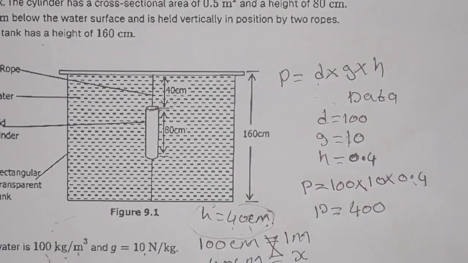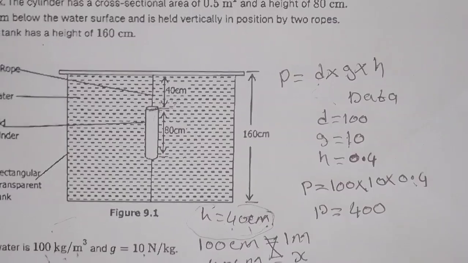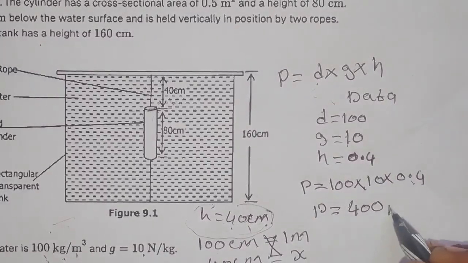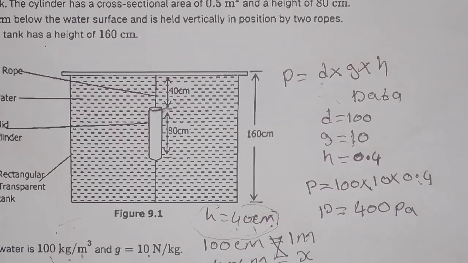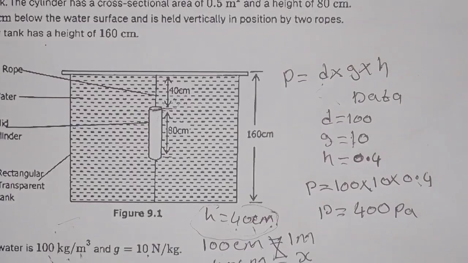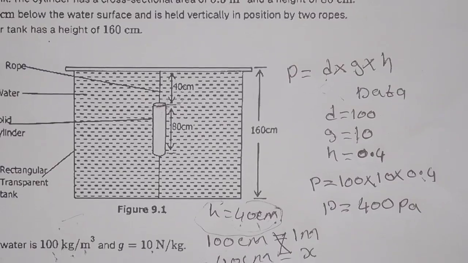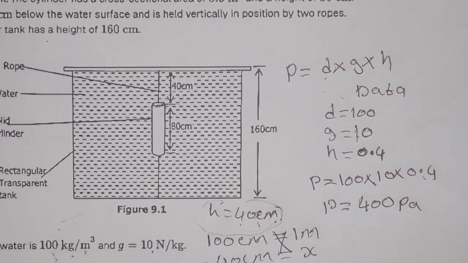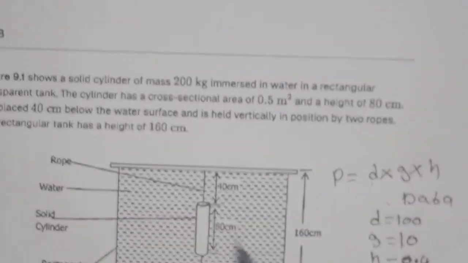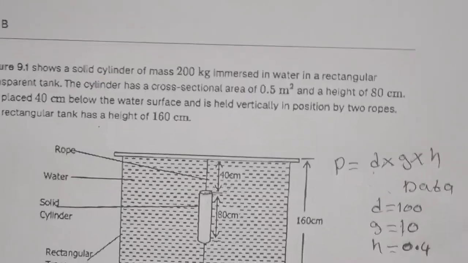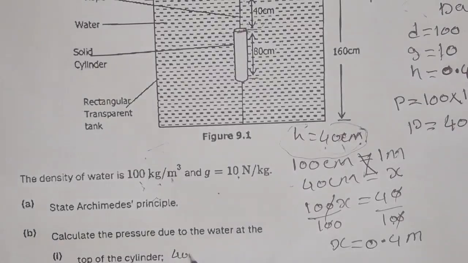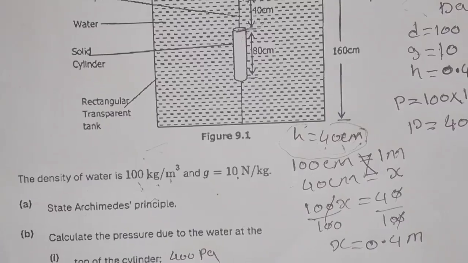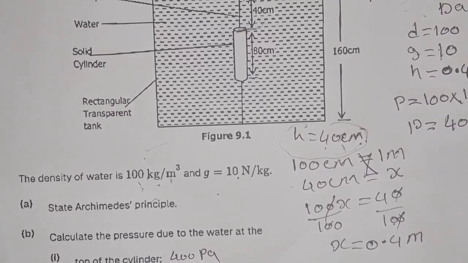So remember, we are calculating pressure, and the SI unit for pressure is pascals. Okay, pascals. So SI units are very important in physics. Never should you write an answer without the SI units, unless it's a ratio. Okay, so we have found the pressure on the top of the cylinder, which is 400 pascals. So here the pressure is 400 pascals. Okay, so we can write here, we found 400 pascals.